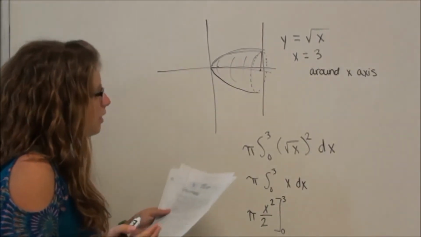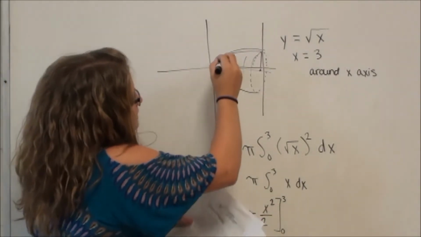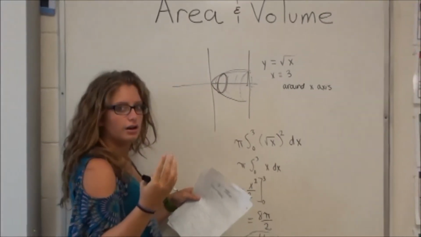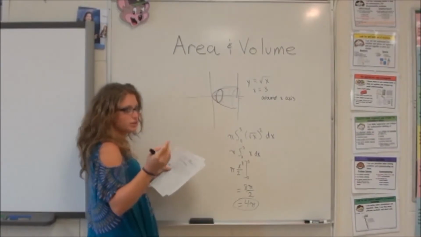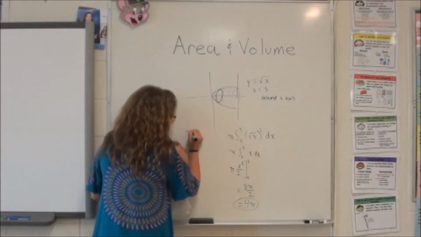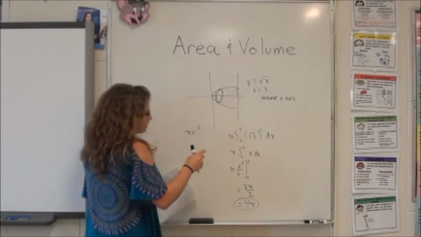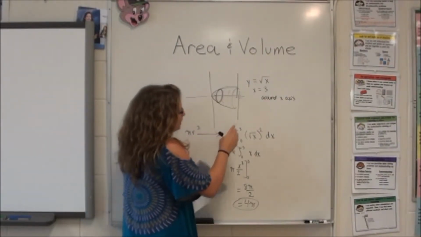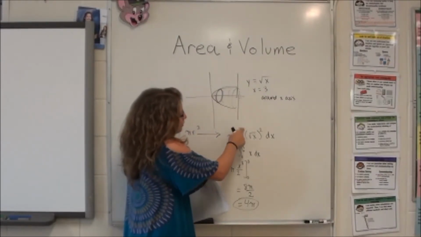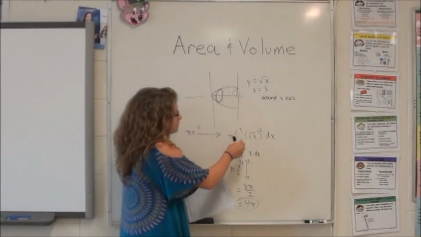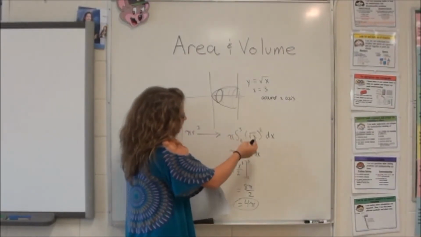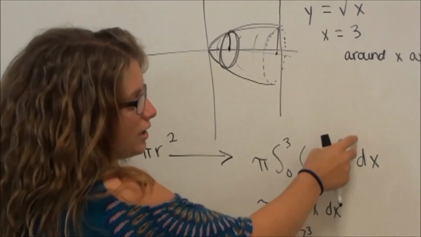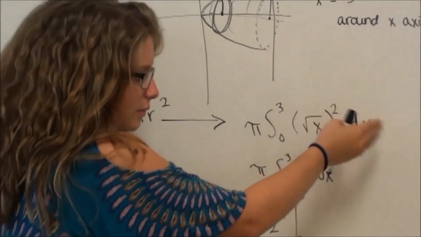And the way we're going to set this up is, whenever you make a solid out of this, it's going to have little discs. And the formula to find the area of a circle is pi r squared. So we're basically going to be taking this formula and putting it into an integral, from 0 to 3. You know you're going to use pi in the function, so you're going to bring pi outside. And then the radius is going to be the function value, which is the square root of x. And then you're going to square that, so the square root of x squared dx.